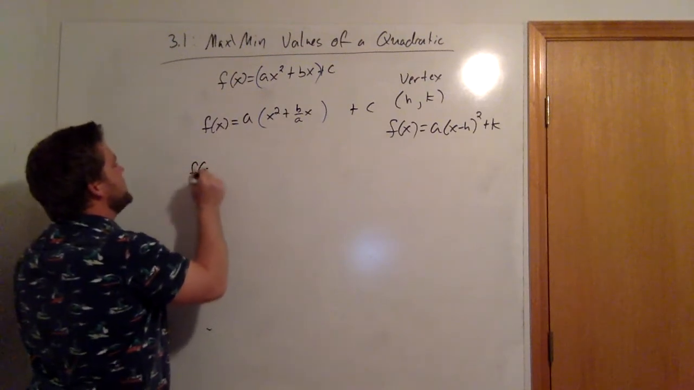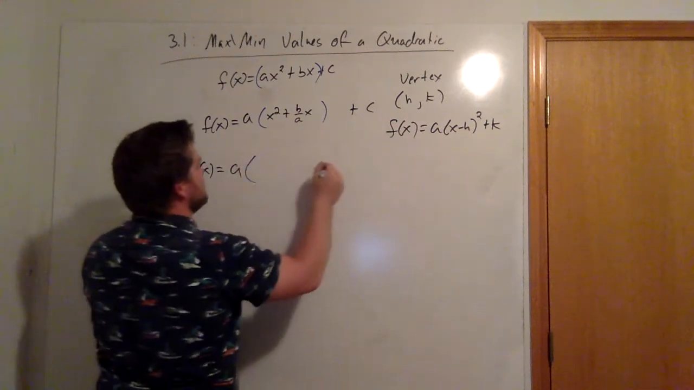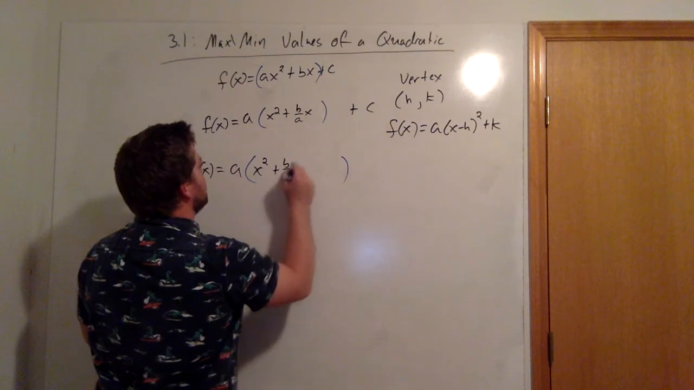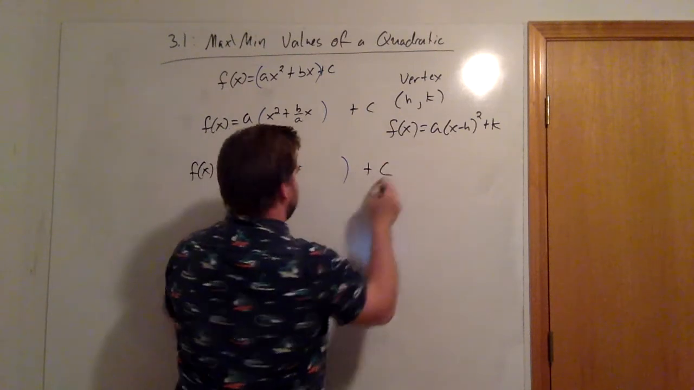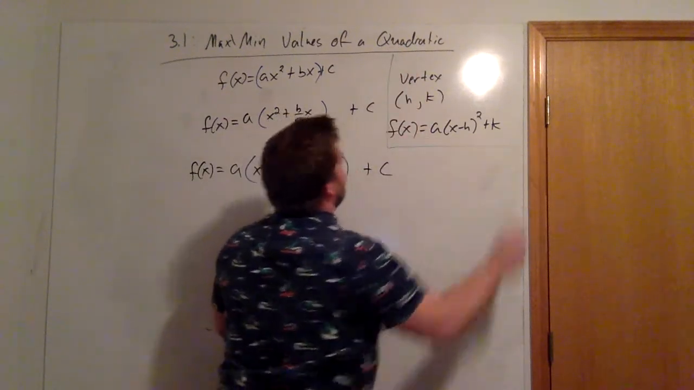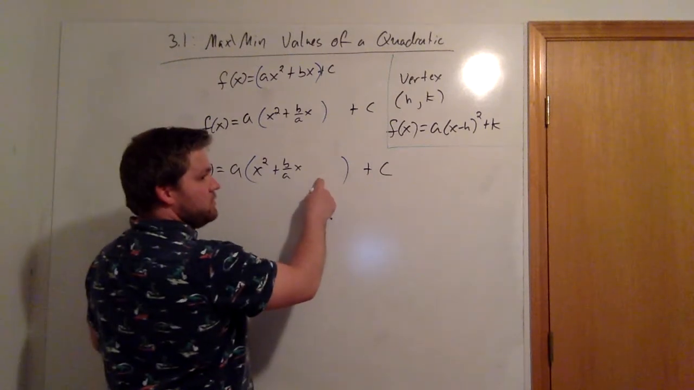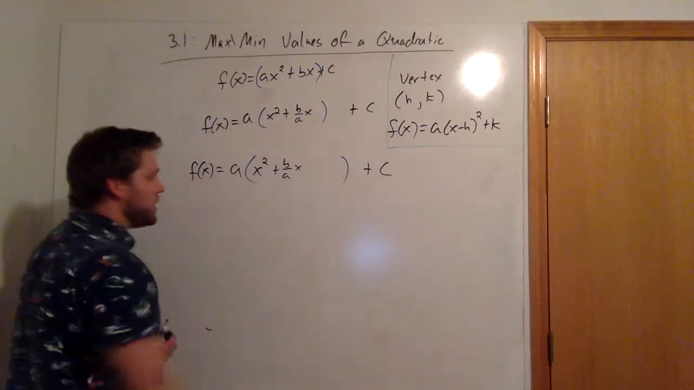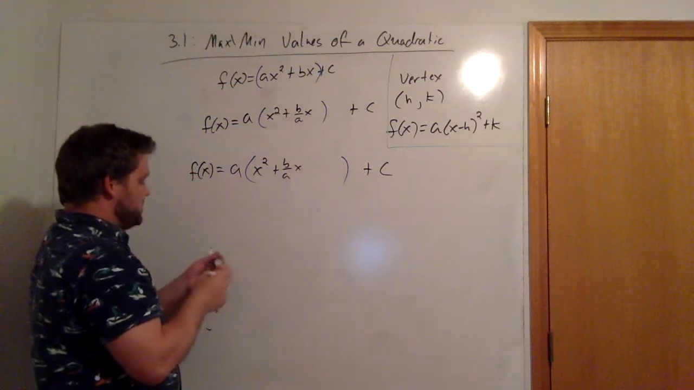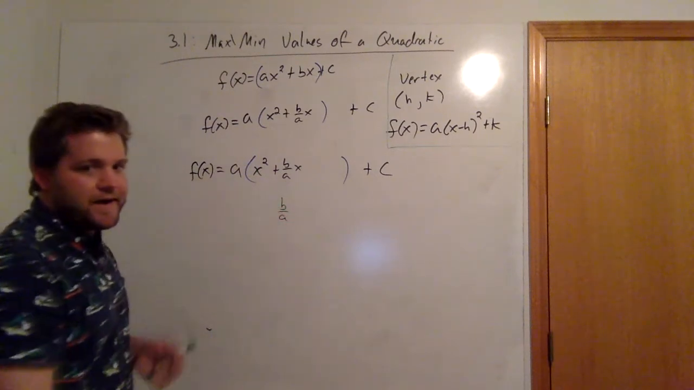So here we have f of x is going to be equal to a, parentheses, x squared plus b over a x. We still have that plus c. Let's put this in a box. You see it's grouped inside. Okay. So what do I want to add here to make this factor to a perfect square? Well, I want to take the coefficient in front of x, that b over a, and I want to cut it in half.